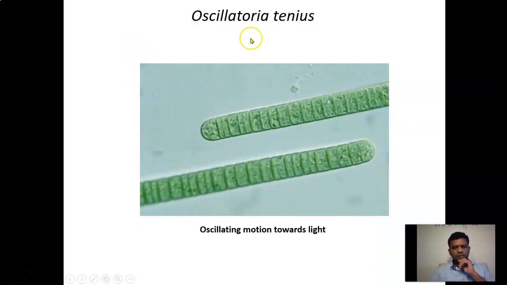The last cyanobacterium you will look at in the lab will be Oscillatoria. Oscillatoria is so called because the cells exhibit an oscillatory motion, so they oscillate towards light. As you can see, these are green, so they are photosynthetic, so they seek out light for photosynthesis, and that's why the motion.